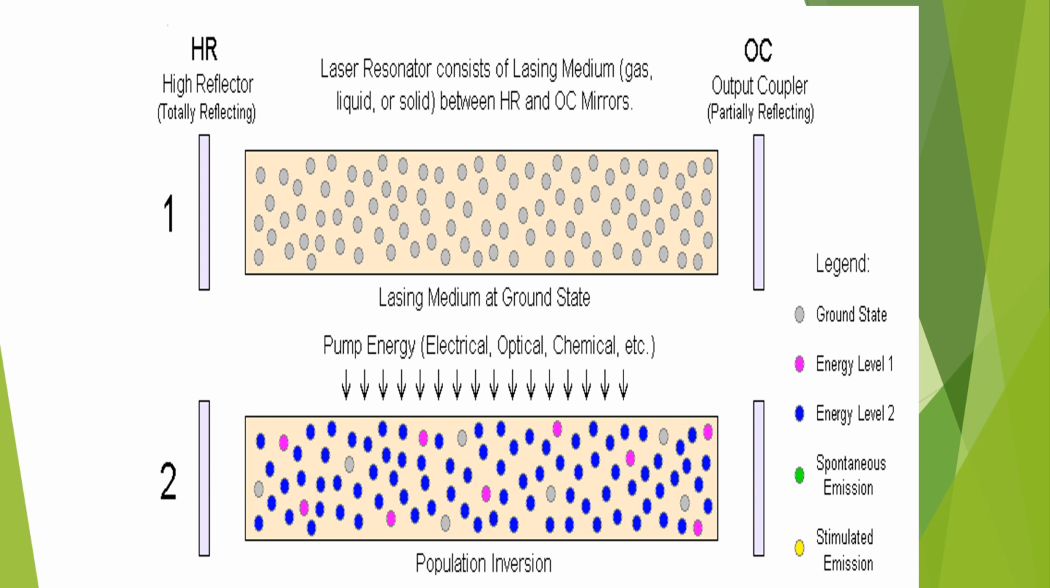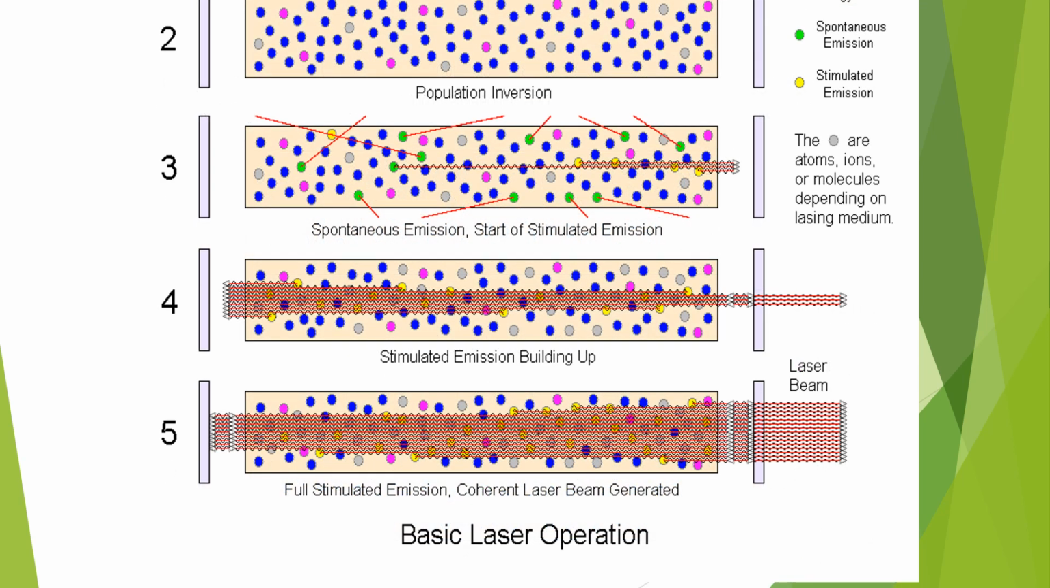In the first tube, we can see the gray atoms, which means they are all in the ground state. When pumping is done in the second tube, through electrical, optical or chemical means, the atoms get excited, and all the gray atoms in the ground state become blue, meaning they are in the excited state. In the third tube, after nanoseconds, the atoms automatically come to the ground state, releasing the energy in different directions. This is spontaneous emission, which is more than the stimulated emission. But when it oscillates within the tube, the spontaneous emission ratio decreases and stimulated emission increases.